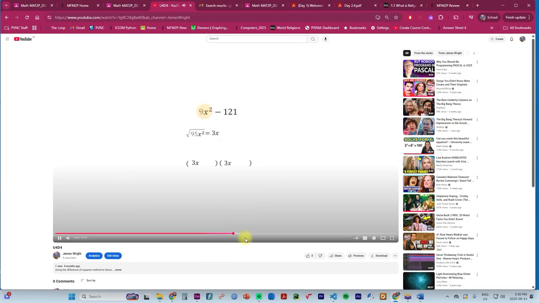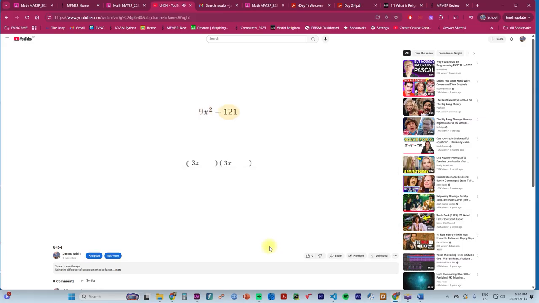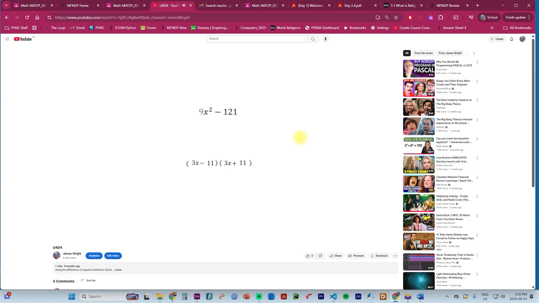So square root of 121 is 11. Highlight what's going on into our brackets. My hope being that putting a negative and a positive visually might make things a little clearer. There's our answer factored.